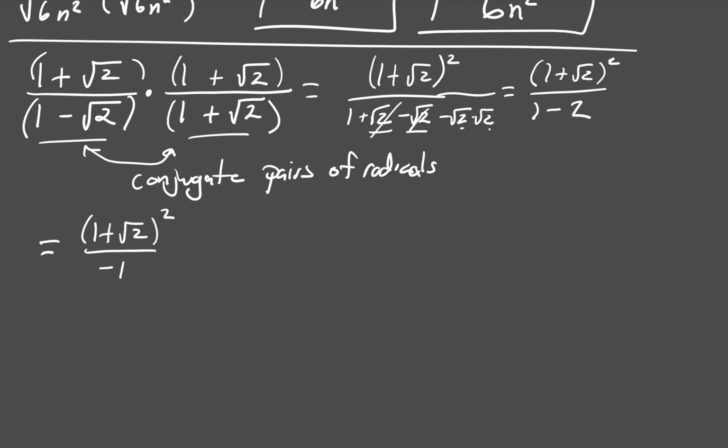That division's fine now. Dividing by minus 1 is the same thing as multiplying by minus 1. I'm going to do the FOILing on the top.